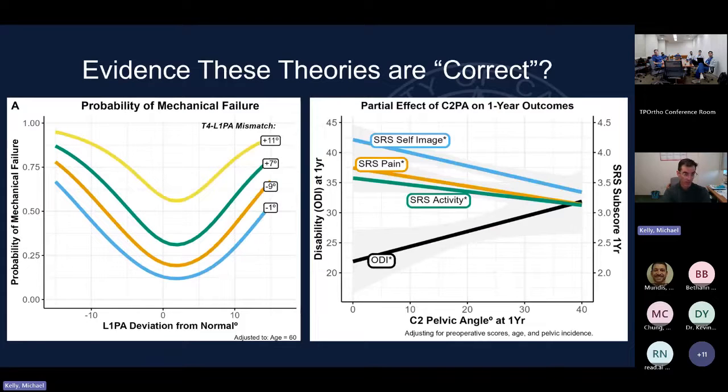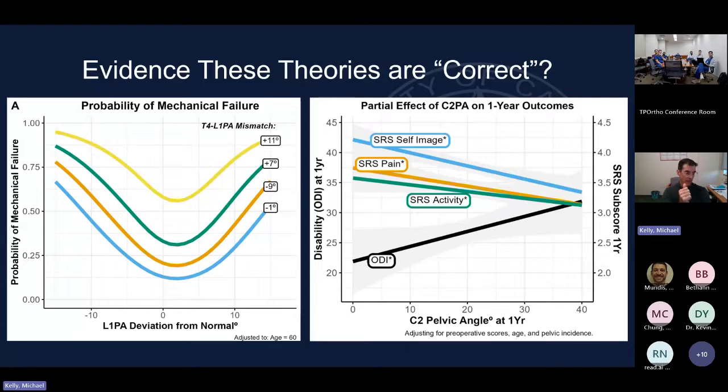Many of the patients before we even thought about things like this, certainly not patients that had L1 pelvic angle targets. So independent of the concept, the database, independent of where we developed it, as L1PA deviates from normal, the x-axis, your risk of mechanical failure goes up, right? Pseudoarthrosis or PJK. Then the different colored bars are different T4 L1 pelvic angle relationships.